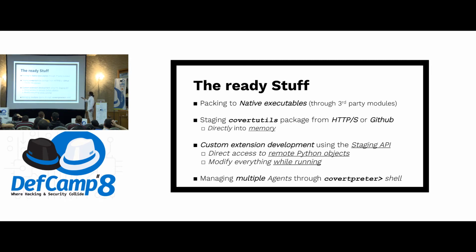Custom extensions can be created because there is a staging API too, badly named as well. I try to be consistent here. Direct access to Python objects while running the backlog. And the last thing, there is a thing called covertutils.